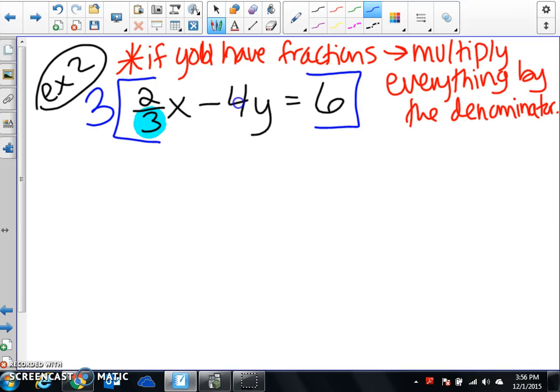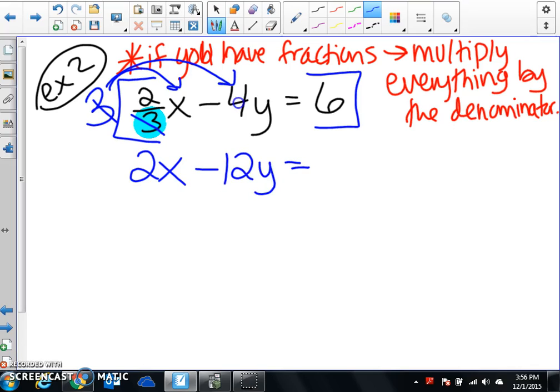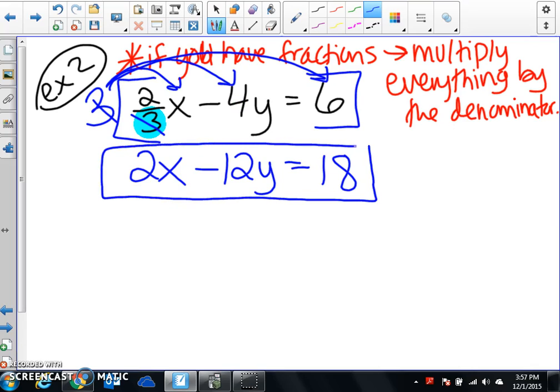So now I have to do Dixie on steroids because she's got to multiply everything. So 3 times 2/3, essentially the 3's just cancel, really. So that's just 2x. 3 times negative 4y is a negative 12y. And then don't forget to go all the way over here. 3 times 6 is 18. That is now in standard.